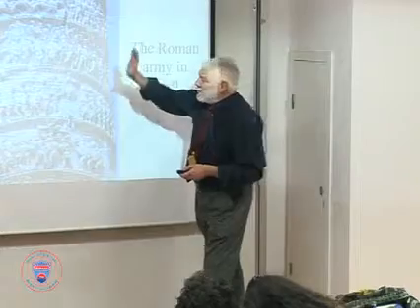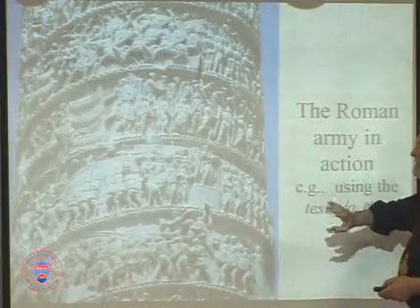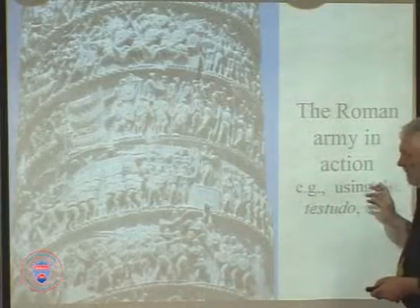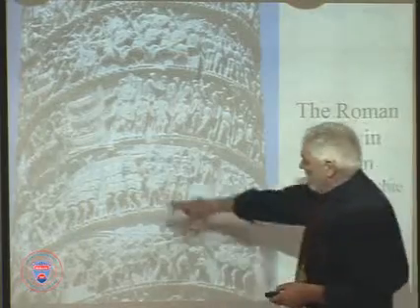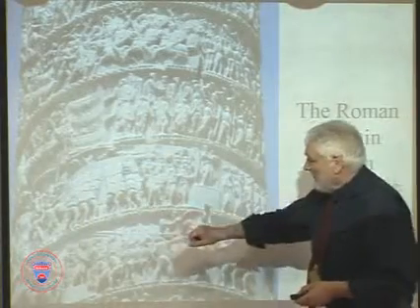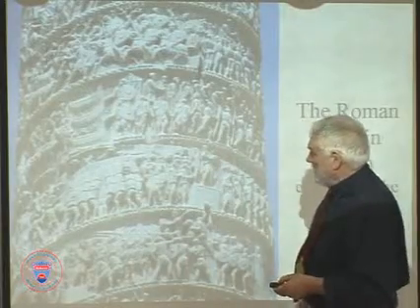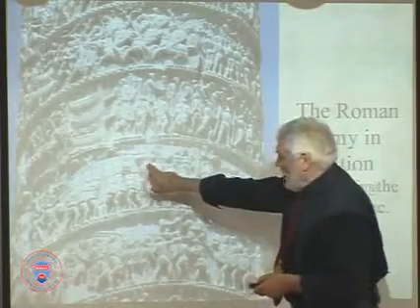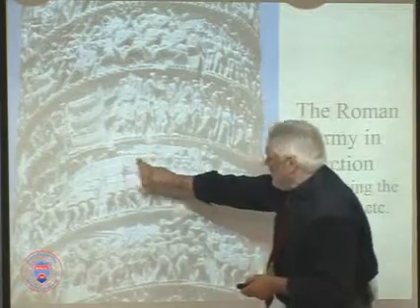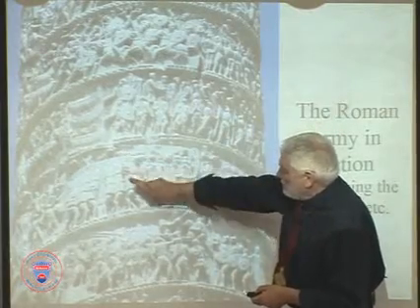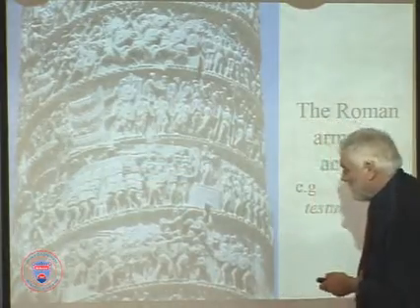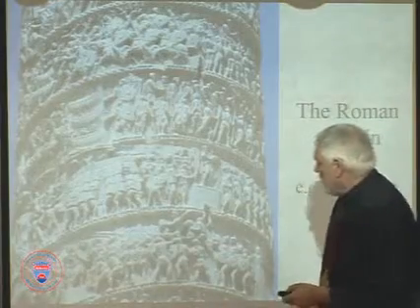Well, we see some of the same standard scenes on the Aurelian column. So, for example, here we've got the testudo, in which the Romans are covering their heads with their shields while attacking a barbarian fort. And notice how the barbarians have chucked down a chariot wheel to try and hopefully knock somebody's head off.